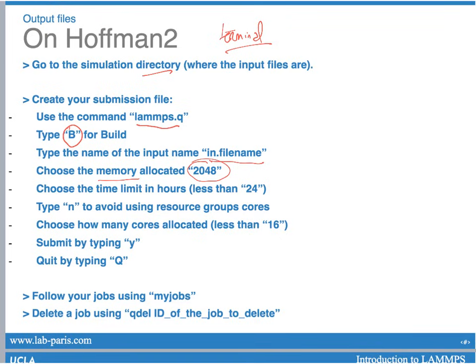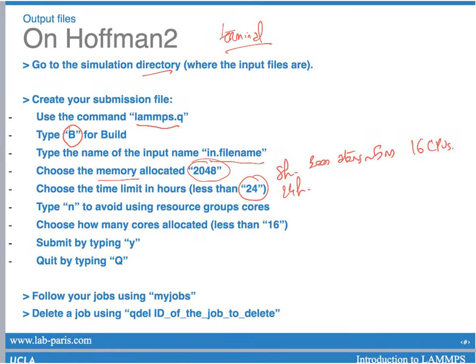So typically, for example, 8 hours is the time that it takes to quench a glass of around 3000 atoms. So you will be able to achieve something like around 5 nanoseconds of molecular dynamics if you use 16 cores. But if your simulation is longer, you can ask for more. You can ask for 24 hours.